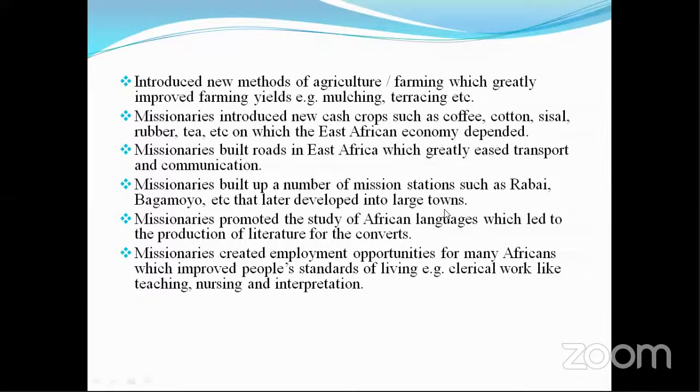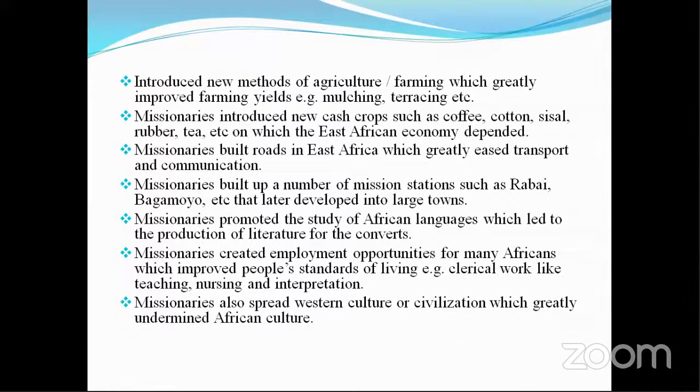We have gone to another point here. Missionary work spread Western culture or civilization, which greatly undermined African culture. That one you must know. They were looking at everything African as satanic. For example, in Uganda, people were making clothes from trees, making bark cloth. When they reached East Africa, they were like, you are making clothes from a tree, I think that is a satanic thing. So the way Africans praised was all satanic.